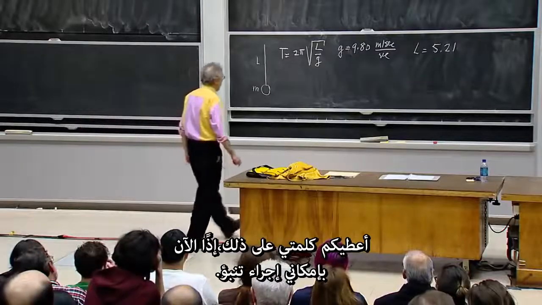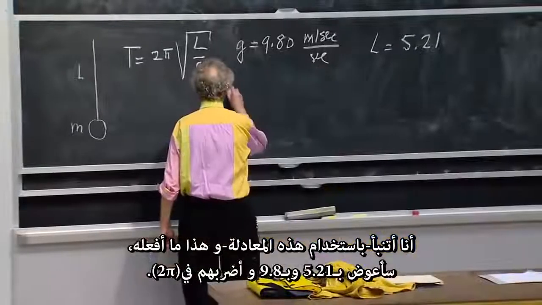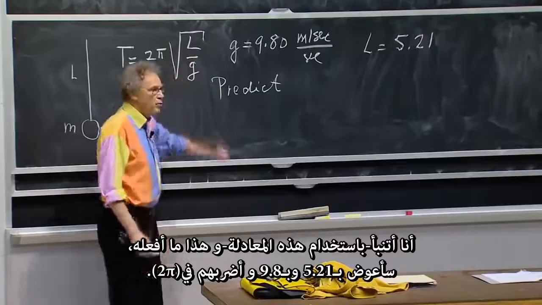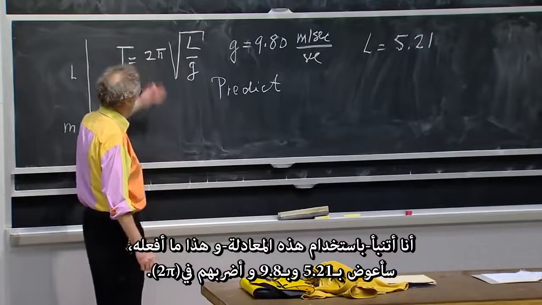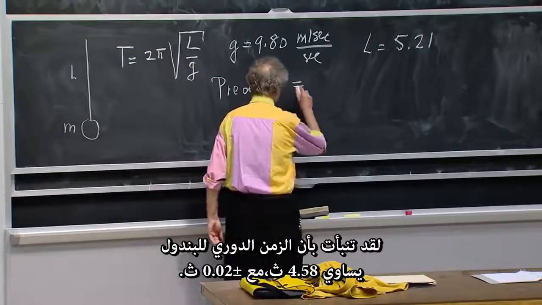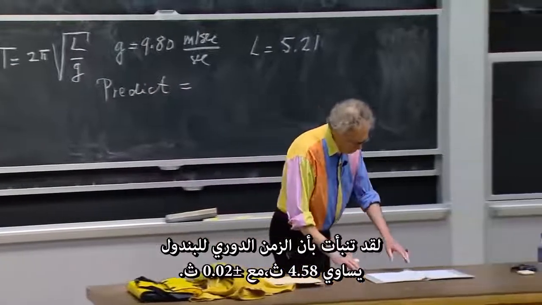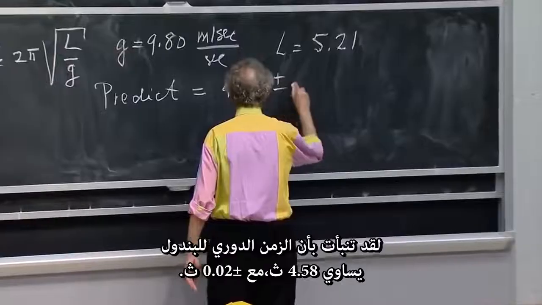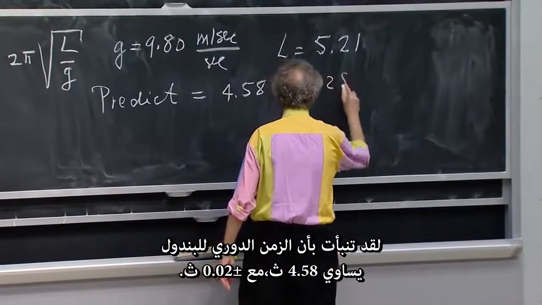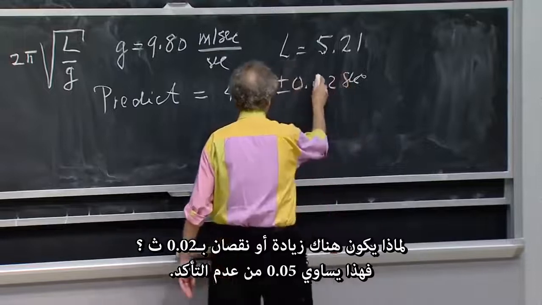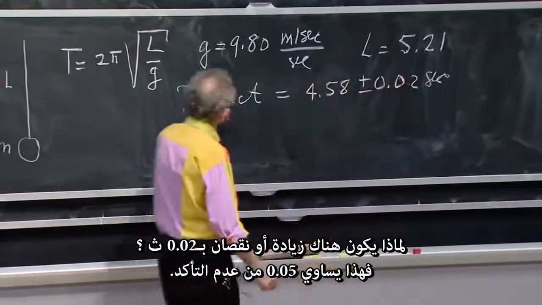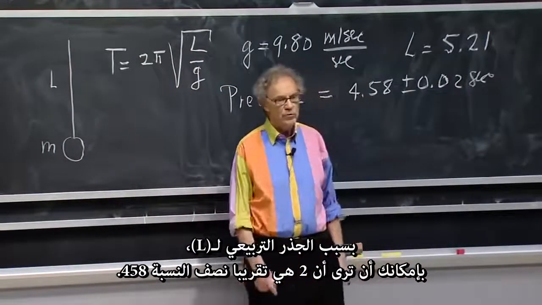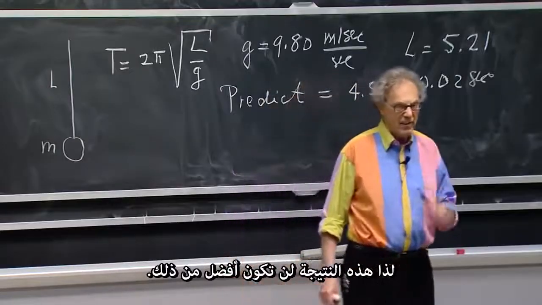So now I can make a prediction. I predict using this equation. That's all I do. I put in 5.21, I put in 9.80, I multiply by 2 pi, and I make the prediction that the period of that pendulum is 4.58 plus or minus 0.02 seconds. Why the plus or minus 0.02? Well, that is the 0.5% uncertainty due to the square root of L. You can immediately see that 2 is about 0.5% of 458. So my prediction can be no better than that.